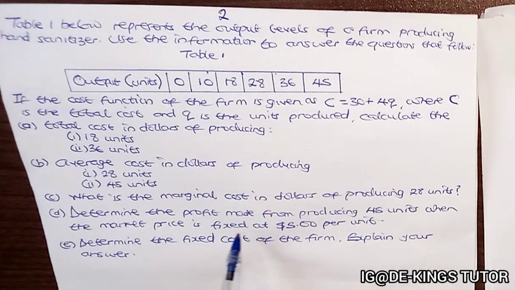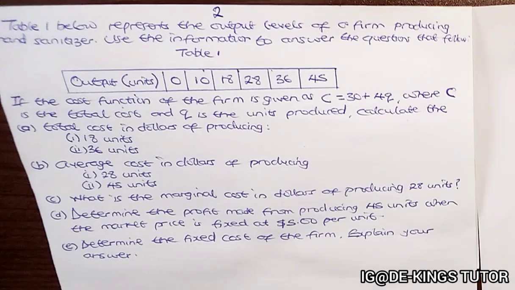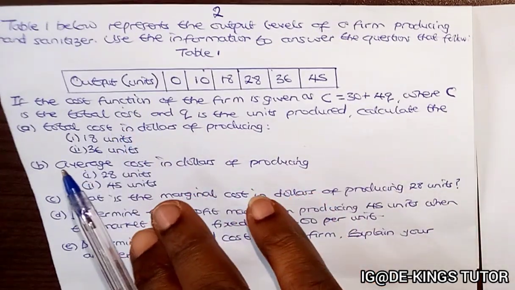D, determine the profit made from producing 45 units when the market price is fixed at $5 per unit. E, determine the fixed cost of the firm. Explain your answer. Okay. Now, from this, I want to prepare this question, which is related to cost.